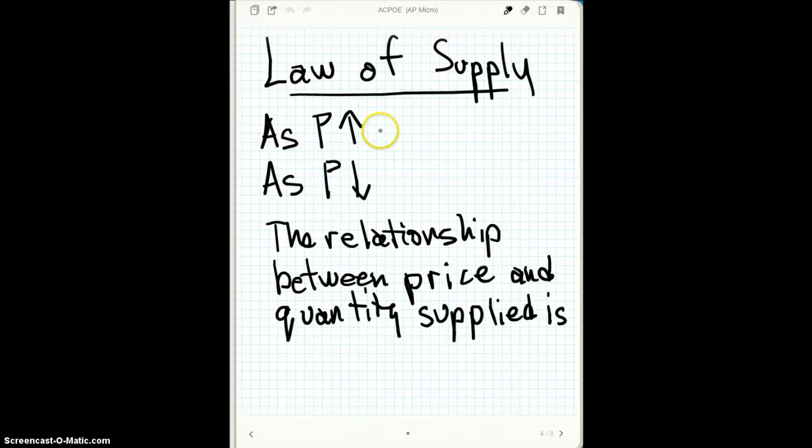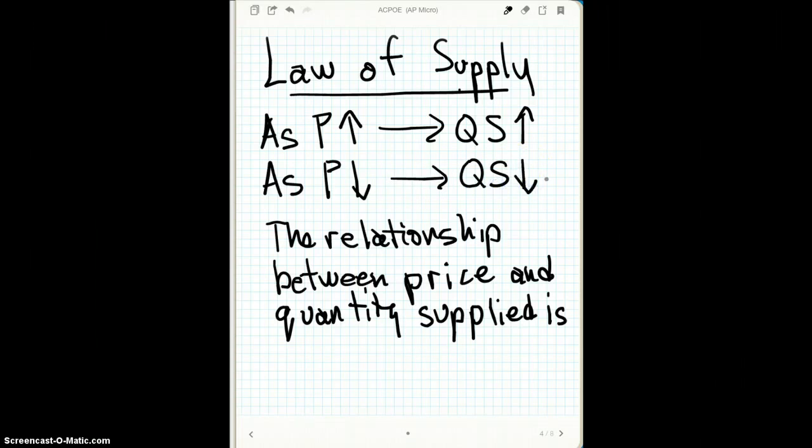Now the law of supply is a little bit different. It says that as the price of a product goes up, that is followed by the quantity supplied by producers also going up. And as the price of a good falls, the quantity supplied by producers also falls. So the relationship between price and quantity supplied is direct or positive. The variables move in the same direction.